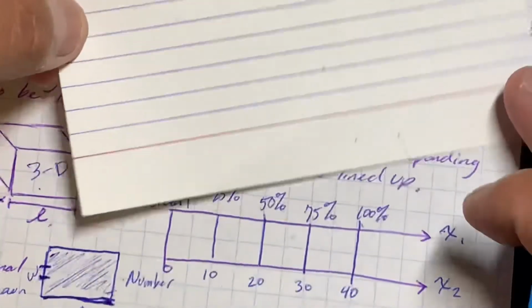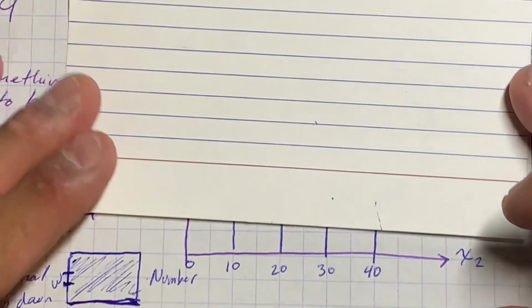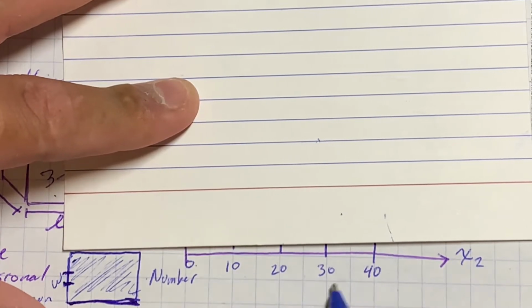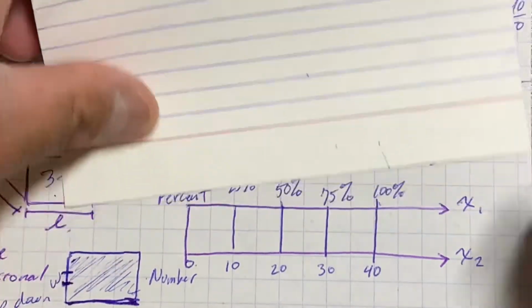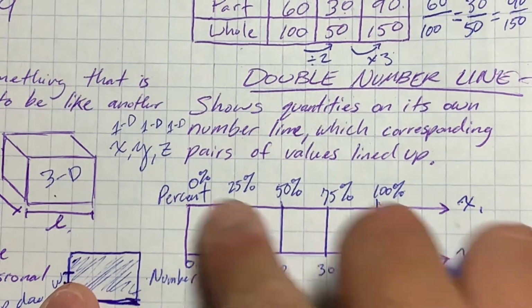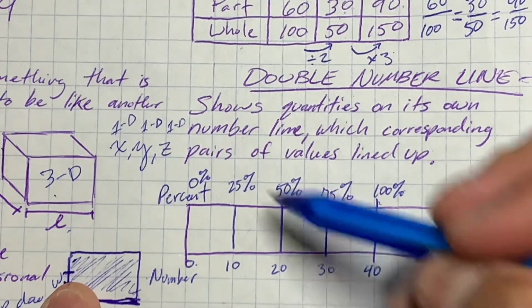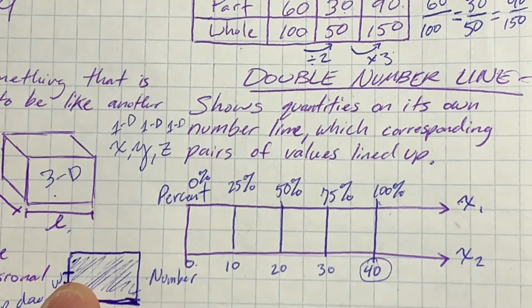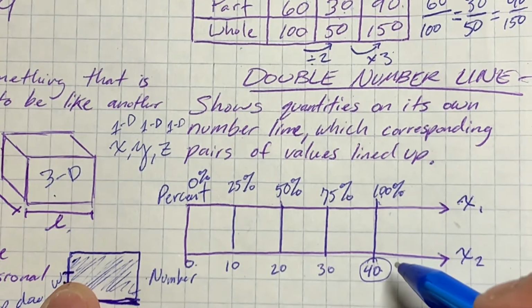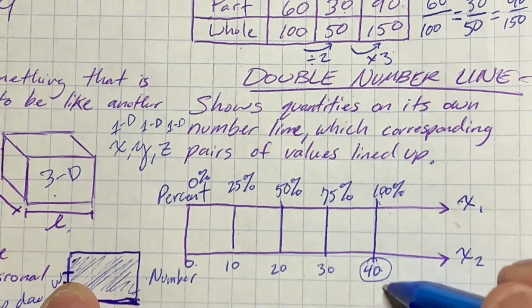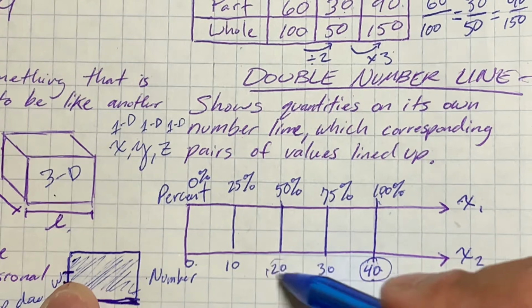The bottom, or the second x-axis, we have numbers. We have 0, 10, 20, 30, and 40. So that means that we're comparing, showing the quantities on these two different number lines. So right across, we have the number 40. So 40 is going to be 100%. So let's say, what is 50% of 40? Well, 50% of 40, in other words, half of 40, is 20.